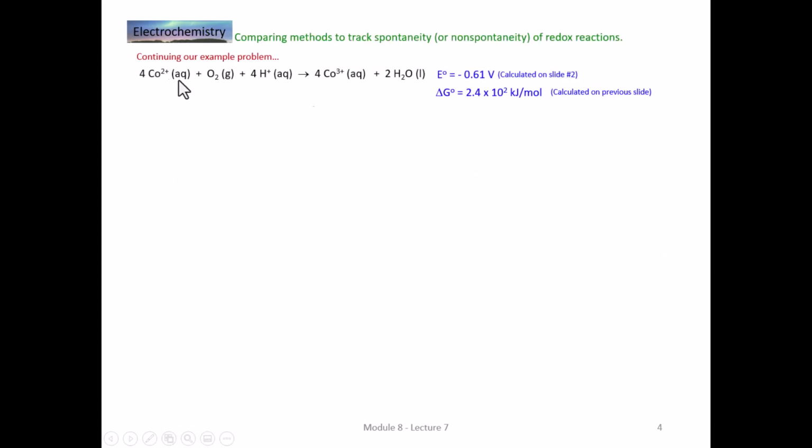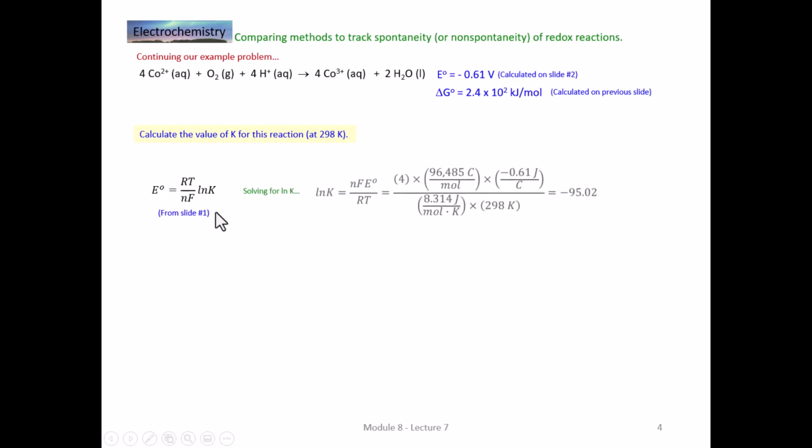Well, here's our reaction. We've calculated E0. We've calculated the free energy change. Now let's calculate K. Remember from slide 1 that the standard potential equals RT over nF times the natural log of K. So if we solve for the natural log of K, we can do that by cross multiplying E0 and nF and dividing by RT, filling in the numbers.